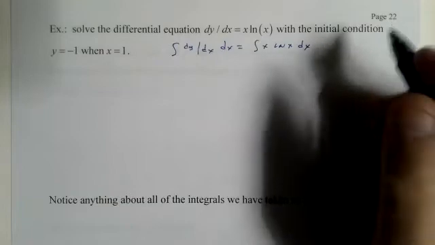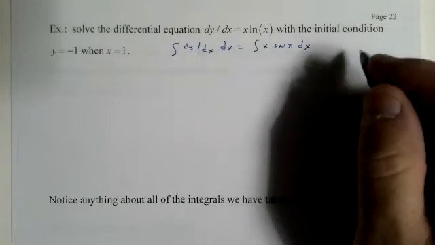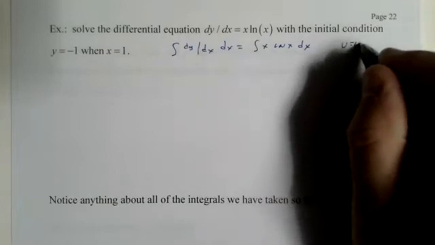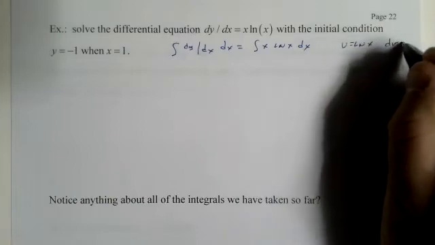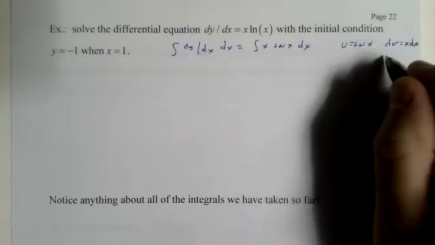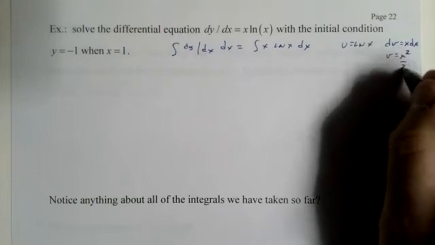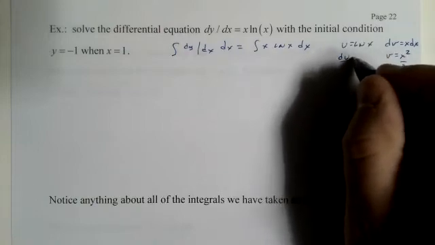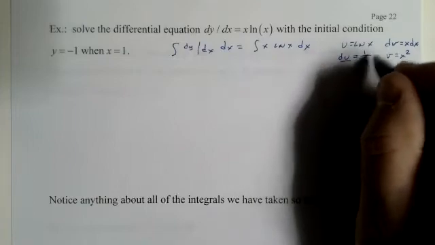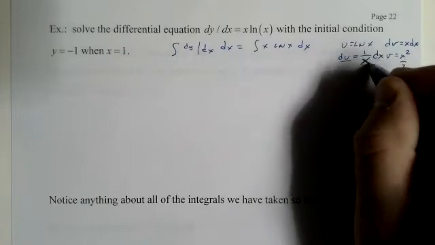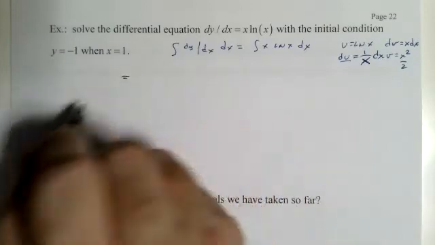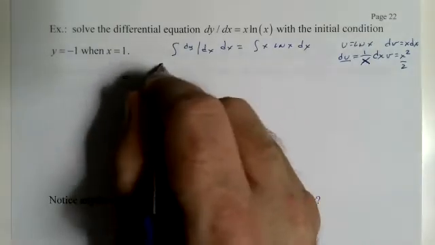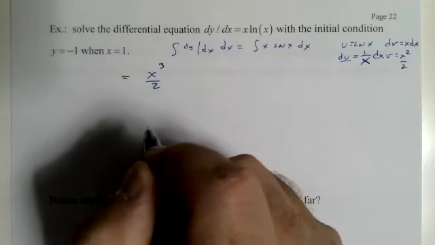Temptation: u equals x, and off we go. I'm going to try u equals ln of x. How could I possibly know that? Practice. v equals x squared over 2, du equals 1 over x dx. I don't know why I underlined that. Equals x to the third over 2.